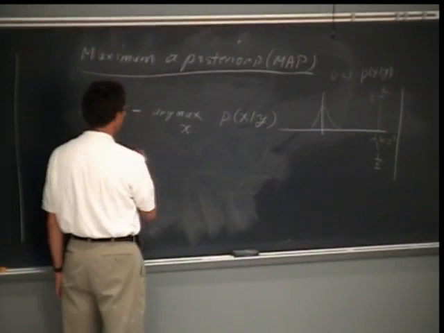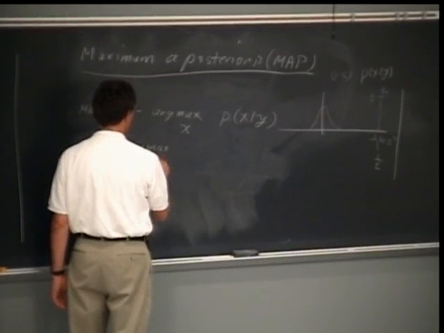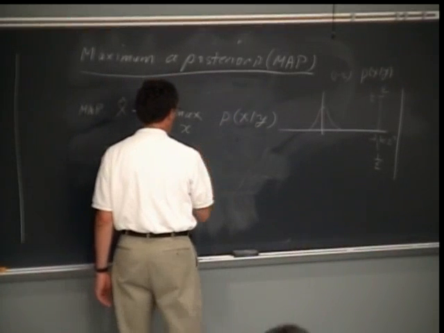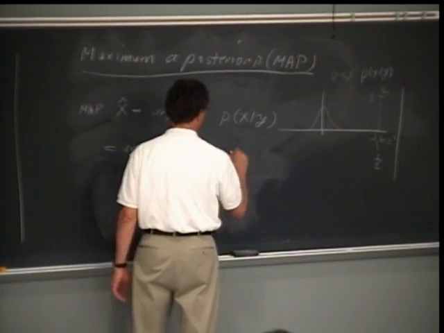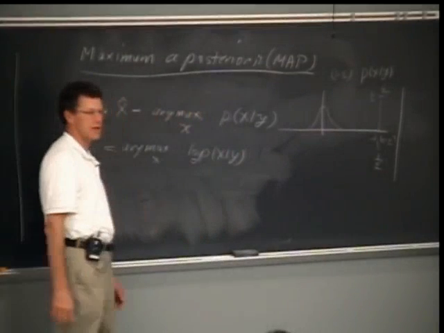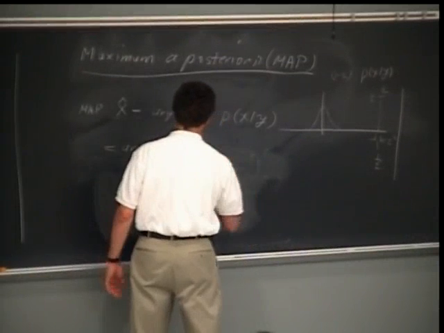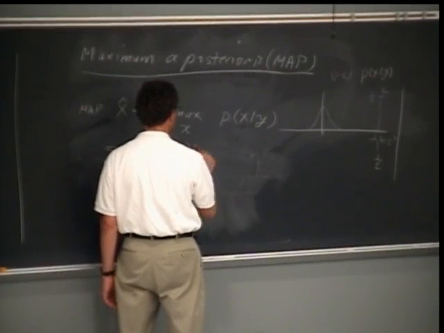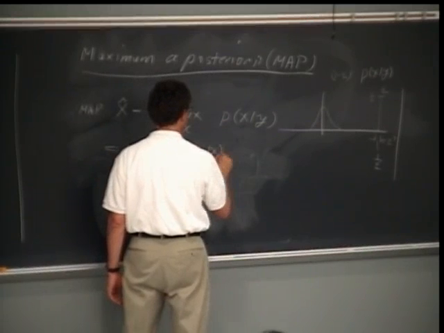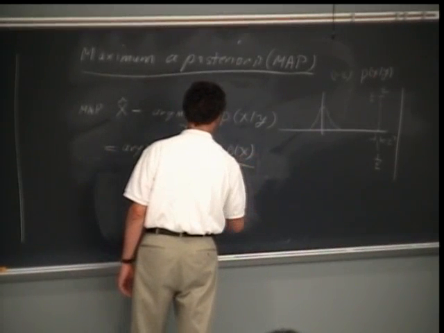So what happens here is this is the argmax over x of the log of p of x given y. I'm going to actually do this in steps because it's very important. Okay, so the conditional probability of x given y, by Bayes' rule, is the conditional probability of y given x and the probability of x over the probability of y, right?